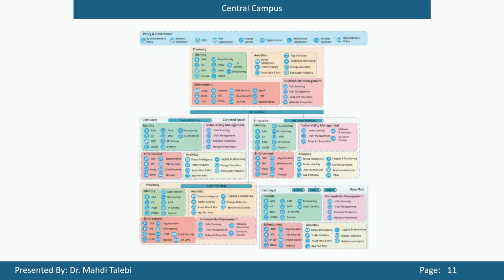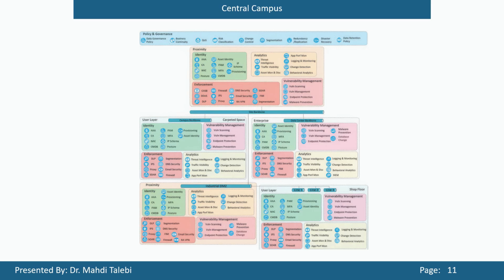Analytics play a critical role in detection and monitoring. Using tools like SIEM, security information and event management, threat intelligence, and traffic visibility, analytics help in understanding and mitigating potential risks in real time. This continuous monitoring is crucial for maintaining a secure network environment.